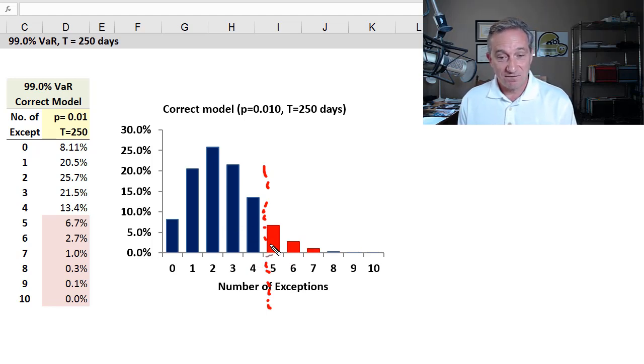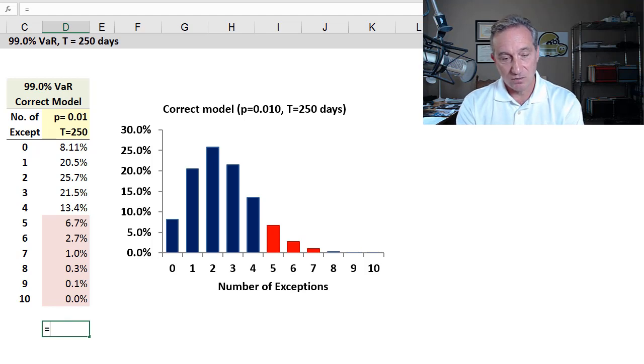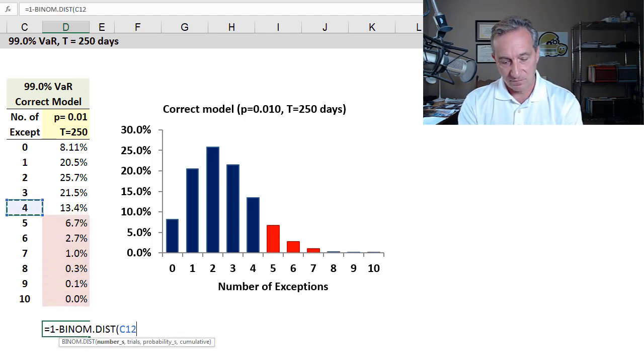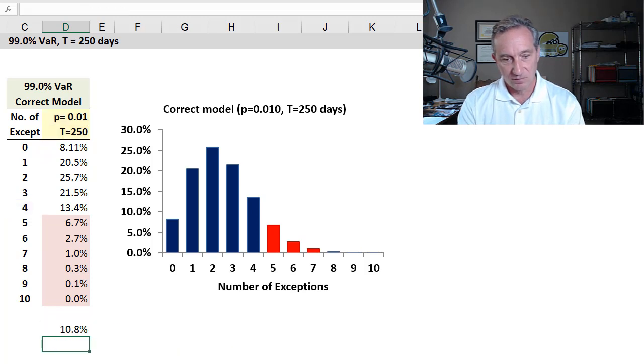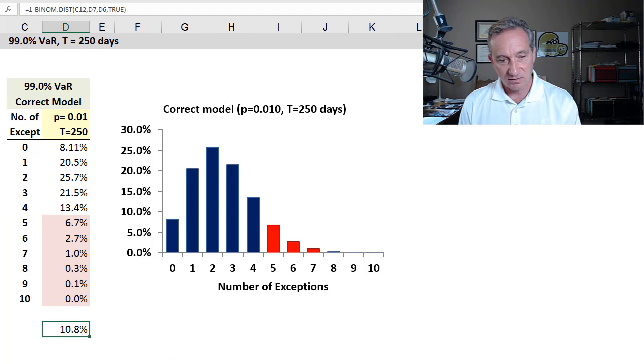Here, under a 5 or more cutoff, you can see the odds of a 5 is fully 6.7%, so it's quite plausible to make this type 1 error. And in fact, we can quantify here. I can just say equals 1 minus binomial distribution. I'm going to say 4 over 250 trials. Probability is 1%. Cumulative is true. 10.8%, in other words, I just did 1 minus everything that's 4 or less.